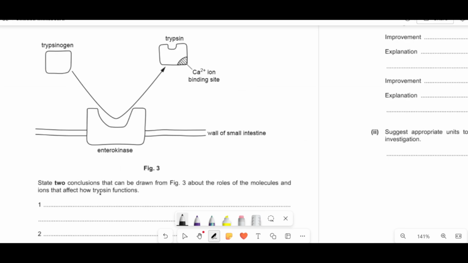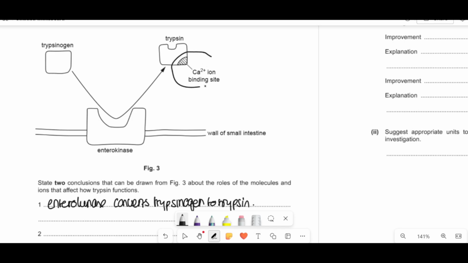Fine. So it says, state two conclusions that can be drawn from this figure about the roles of the molecules and how they affect trypsin's functions. So clearly, one thing is that trypsinogen comes here, binds to this, and then all of a sudden trypsin comes out. So it must be that enterokinase converts trypsinogen to trypsin. That's what they're asking that the diagram shows, essentially, right?